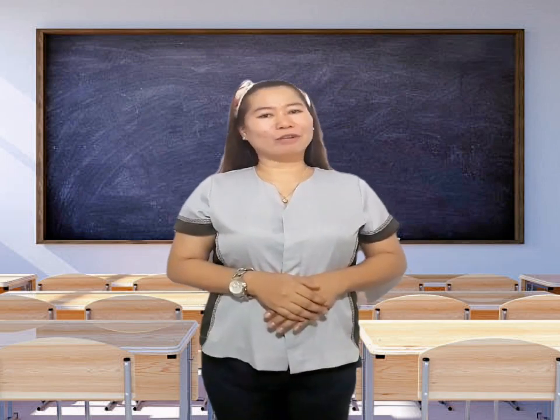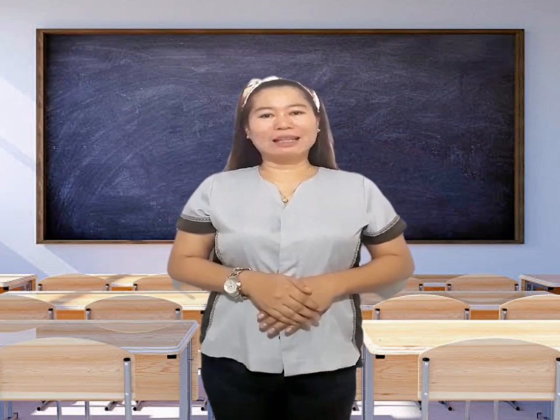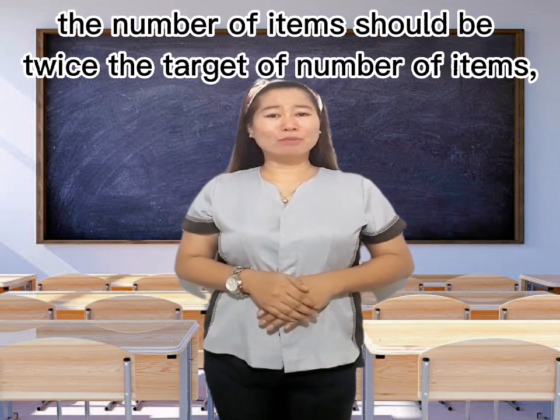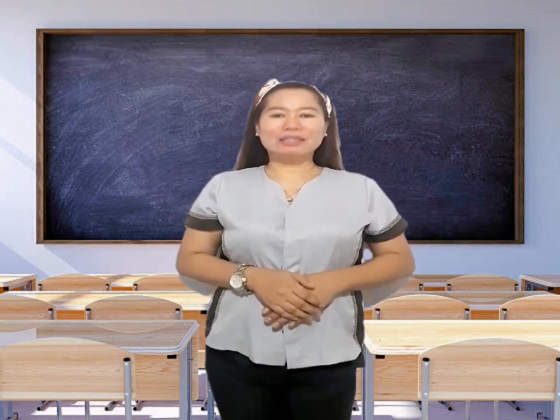You may also ask for demographic information such as gender or age if relevant, but don't ask for more detail that would make it possible to identify people. You should also remember that in constructing your instrument, the number of items should be twice the target number of items, because after the item analysis, you will still have to delete weak items.